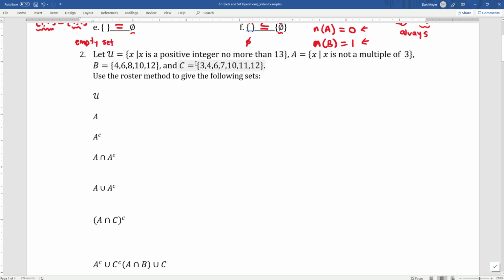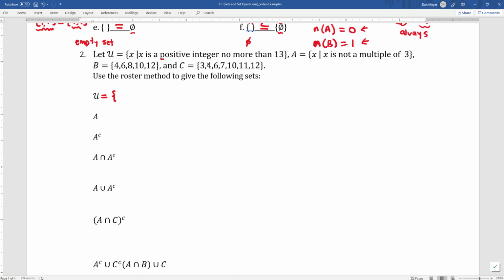B and C are both given using roster notation. Once we write down our universal set in roster notation, we'll be able to see that B and C are also subsets of our universal set. So we want to write our universal set using roster notation. They've described our universal set, we just have to list the elements. We want a positive integer no more than 13.